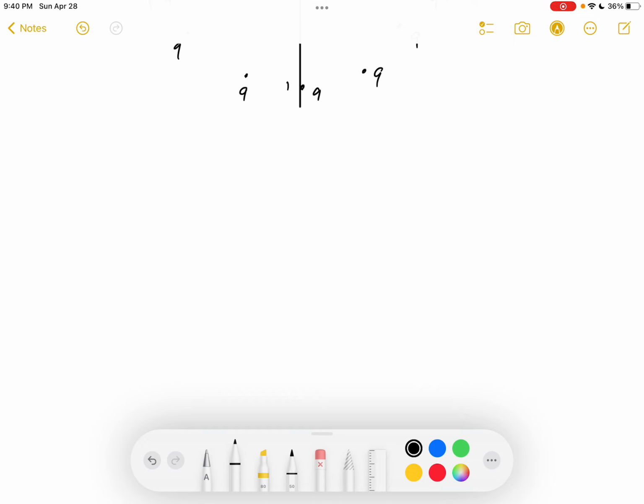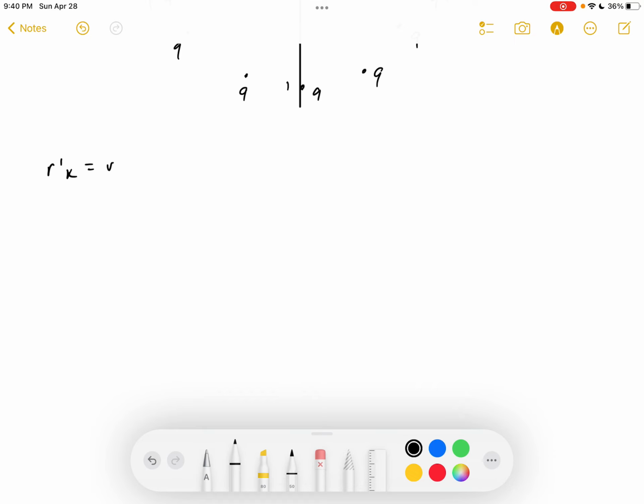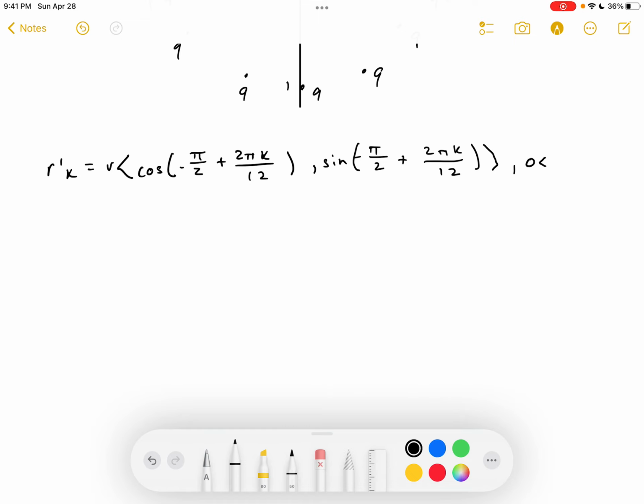So we need to find the position vector of the charge Q at any point of all of our equal charges Q. To find that, we have R equal to R times cosine of negative pi over 2 plus 2 pi k over 12, sine of negative pi over 2 plus 2 pi k over 12, where k is between 0 and 11.